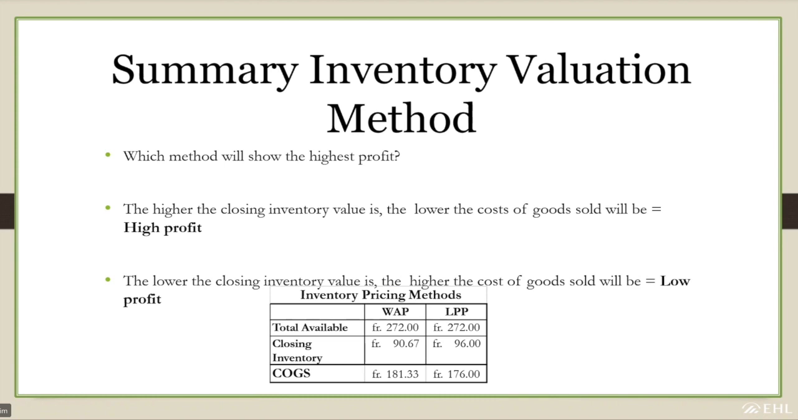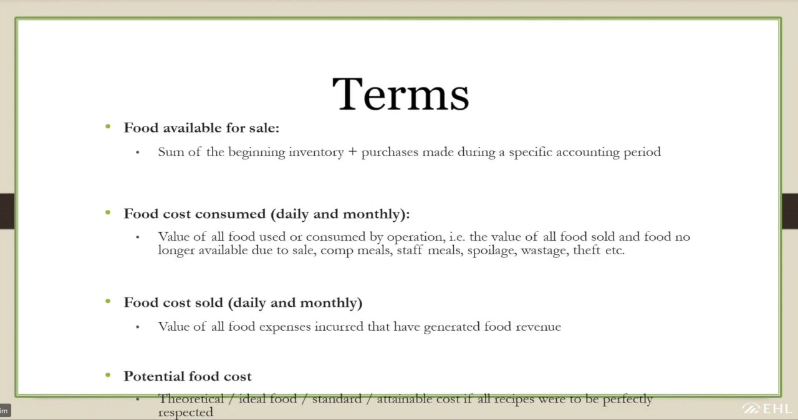So basically, the higher the closing inventory value is, the lower the cost of goods sold will be, which equals higher profit, obviously. And the lower the closing inventory value, the higher the cost of goods sold, which is lower profit. Obviously, it also depends on the items. But this is just a very easy conclusion, I guess.